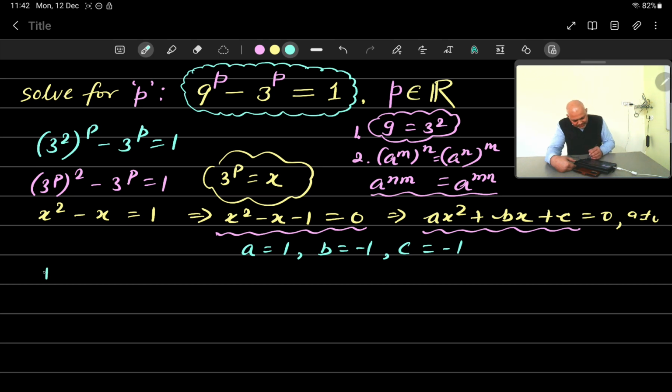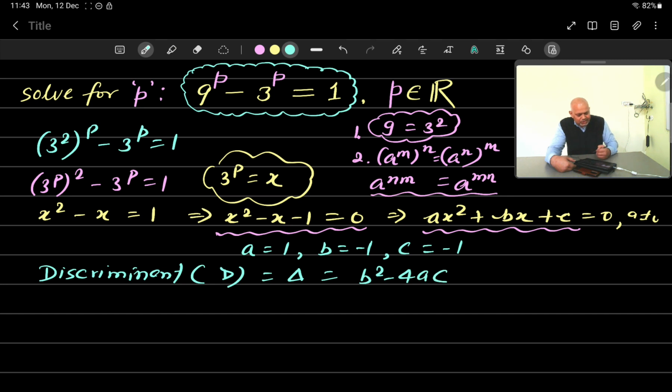Now the discriminant d, which in some other countries is represented by a delta symbol, equals b square minus 4ac. By putting the values of a, b, c in this equation, you can write minus 1 whole square minus 4 times a, that's 1, and c, that's minus 1. So my dear friends, the result will be 5.